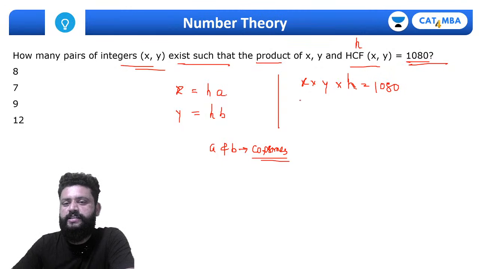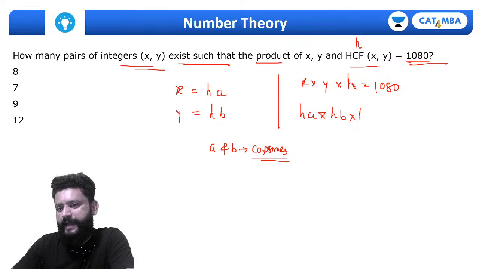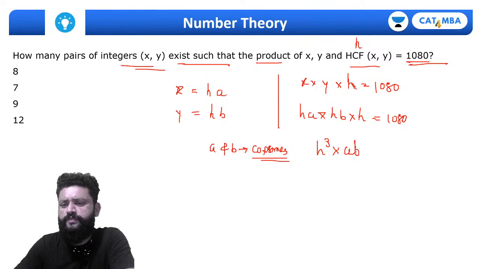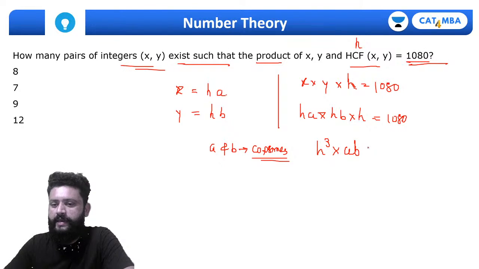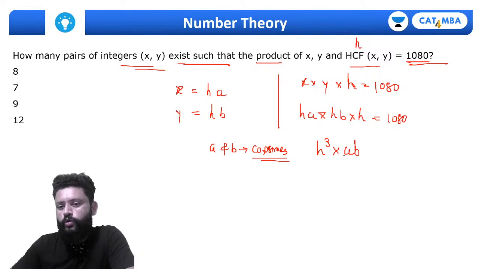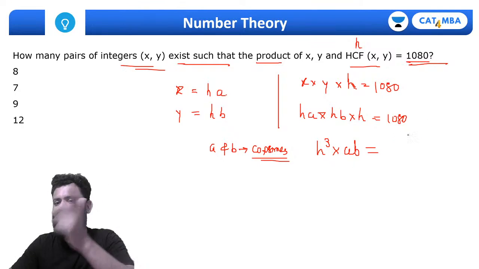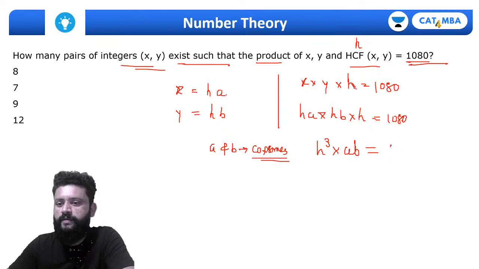So I can take X की जगह पे मैं यहाँ पे HA लिख देता हूँ, यहाँ पे HB लिख देता हूँ, यहाँ पे H, and this has to be 1080. So H cube into A into B. So I'll just find the numbers such that A and B are co-primes. Okay, H cube into AB must be 1080, and 1080 मैंने अभी लिखा था प्राइम फैक्टराइजेशन इसका. This is 2 cube.